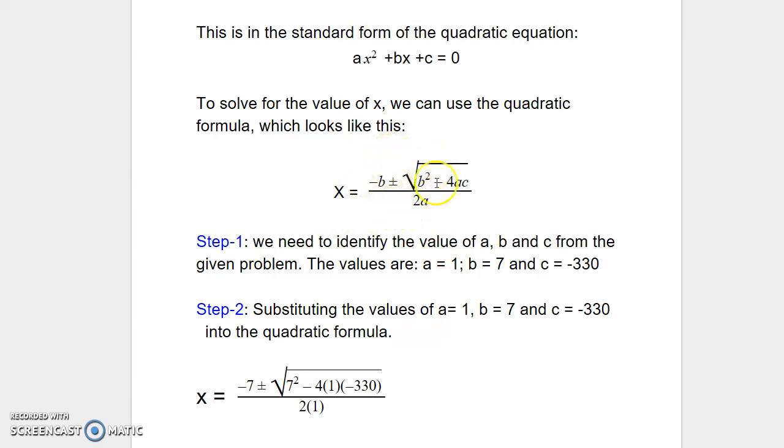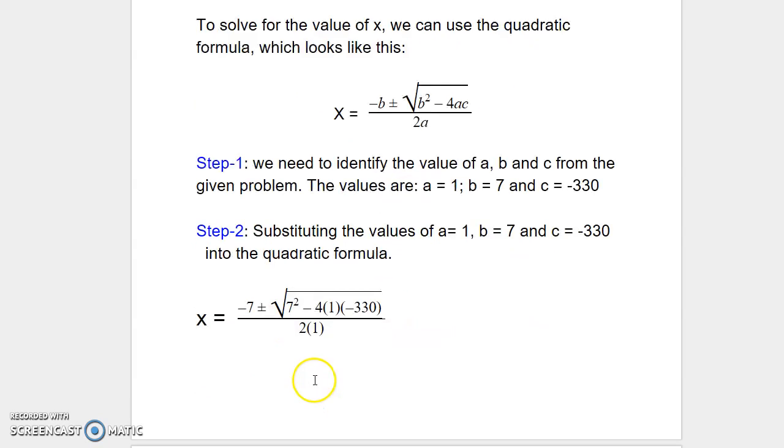Since the formula is asking for the values of a, b, and c, as a first step we identified them, and as a second step we're going to substitute them into the quadratic formula, as you can see here in step 2. So the formula has minus b, and the value of b is 7, plus or minus the square root of b squared, so 7 raised to the power of 2, minus 4ac, 4 times the value of a, which is 1, and the value of c, which is negative 330, the whole thing divided by 2a, where the value of a is 1. We have successfully substituted the values of a, b, and c into the formula.